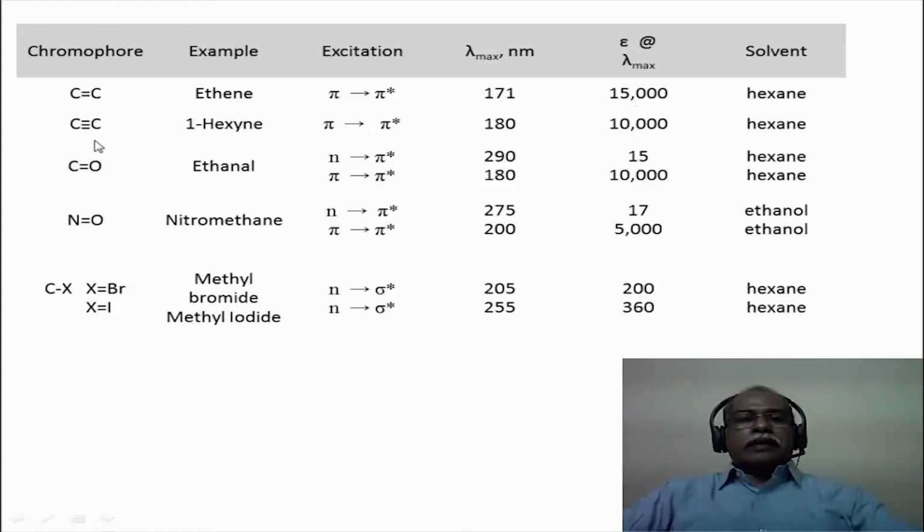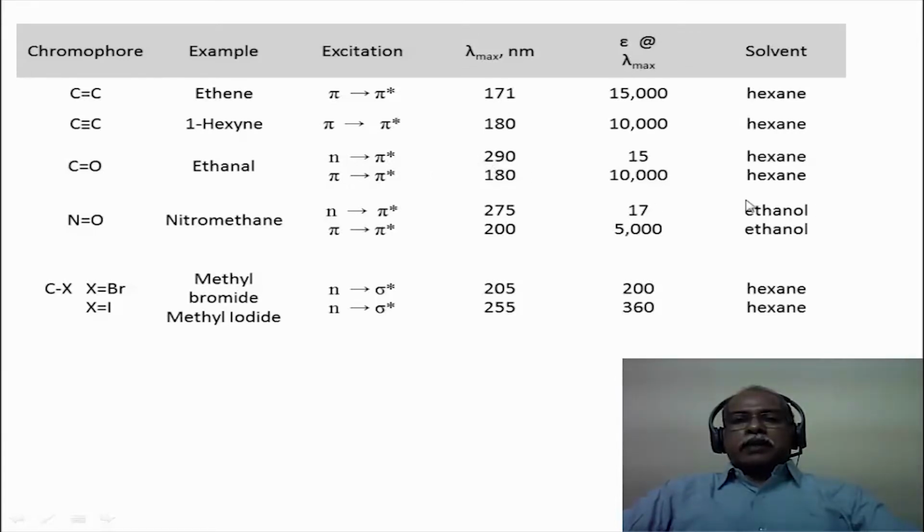Similarly, 1-hexyne, as an example, has a C triple bond C, which also has a pi to pi star transition corresponding to 180 nanometers, of 10,000 intensity in terms of the epsilon value. The carbonyl of acetaldehyde, for example, has the pi to pi star transition as well as the n to pi star transition. The pi to pi star transition occurs at a higher energy, 180 nanometers, whereas the n to pi star transition occurs at a lower energy, around 290 nanometers or so.